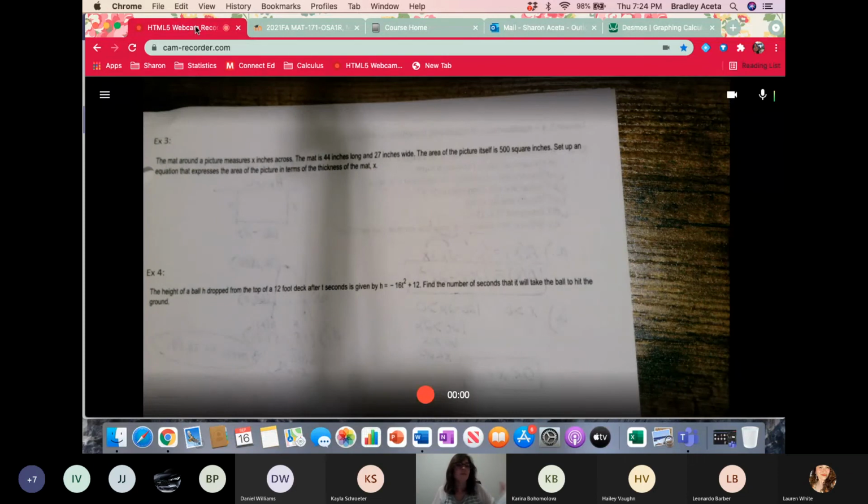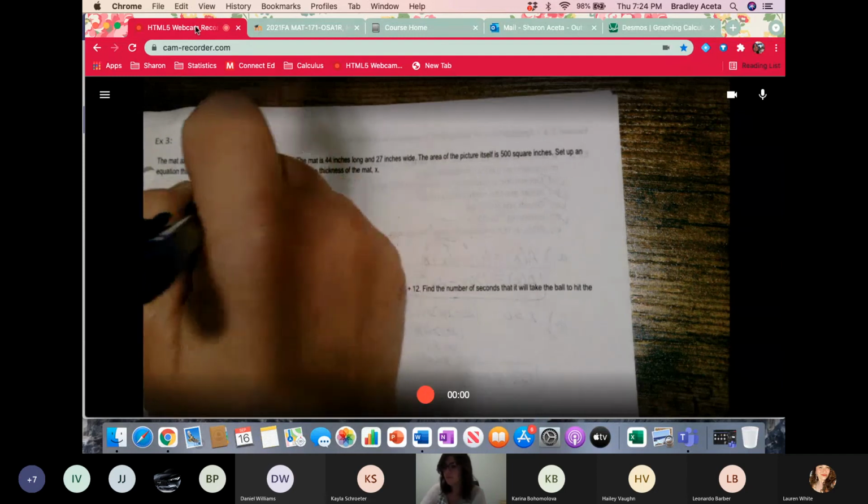So let's finish up here. The mat around a picture measures X inches across. The mat is 44 inches long and 27 inches wide. The area of the picture itself is 500 square inches. Set up an equation that expresses the area of the picture in terms of the thickness of the mat.